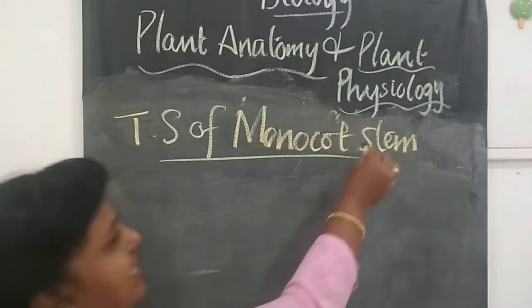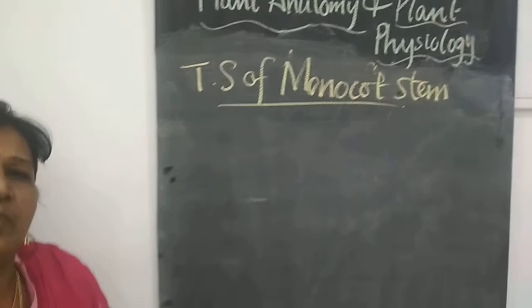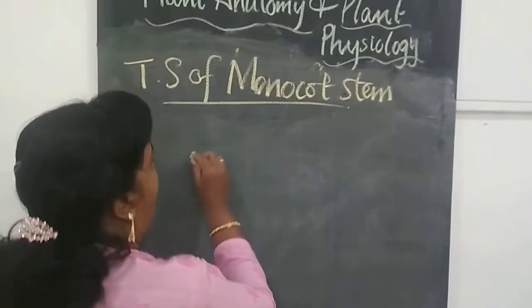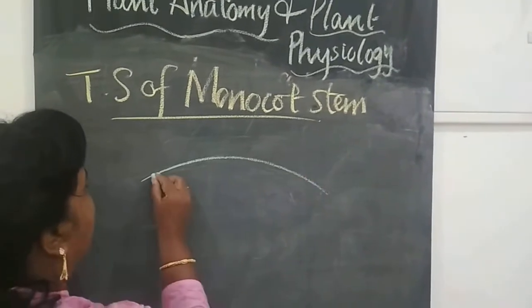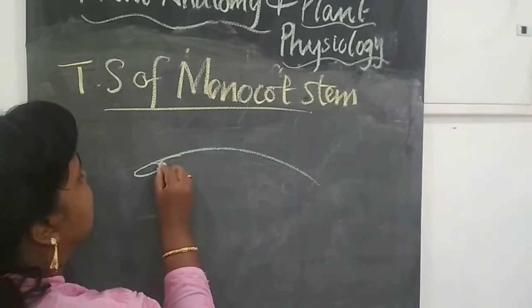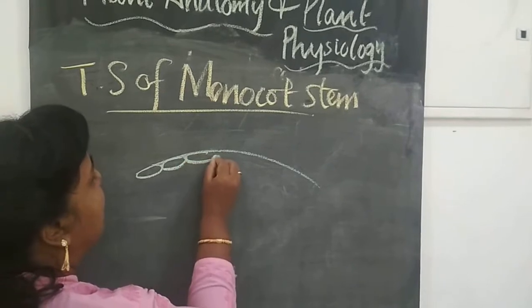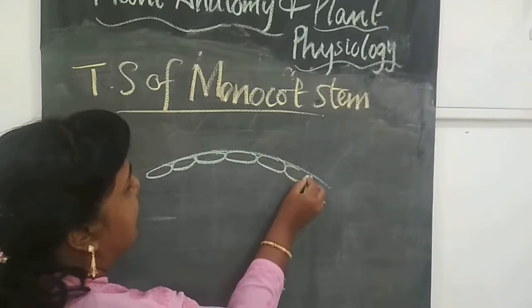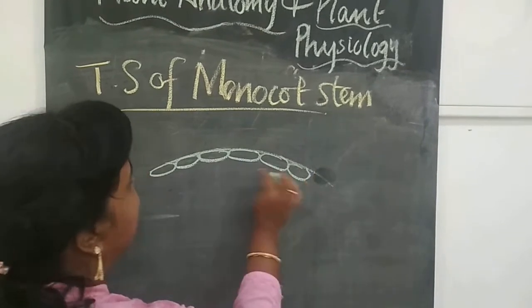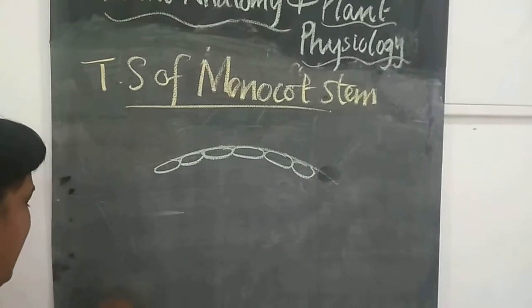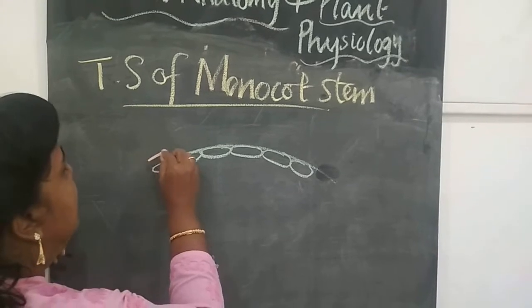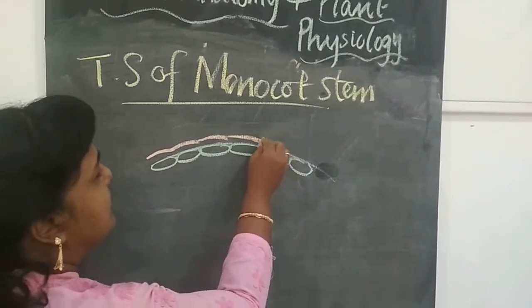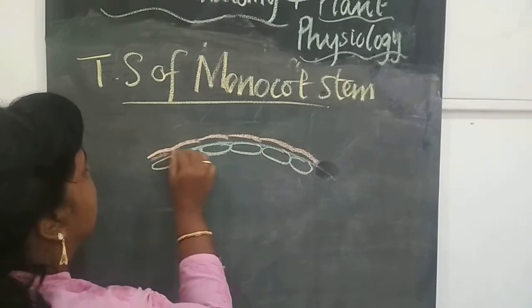When you are taking the stem, the outermost layer is the epidermis. It is made up of a single layer of parenchyma cells. And above the epidermis, there is a thick cuticle.